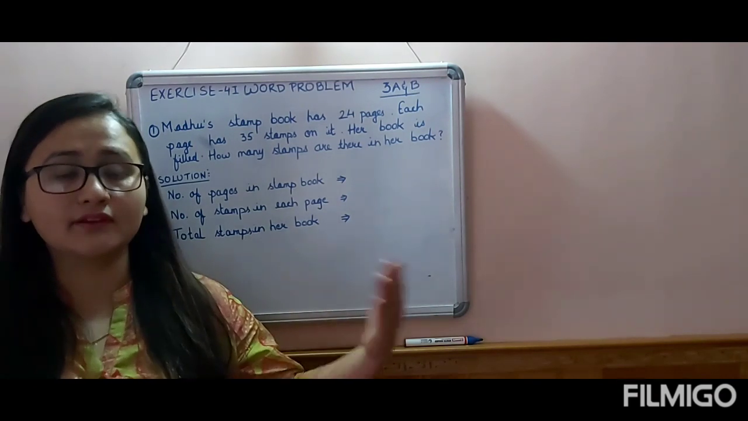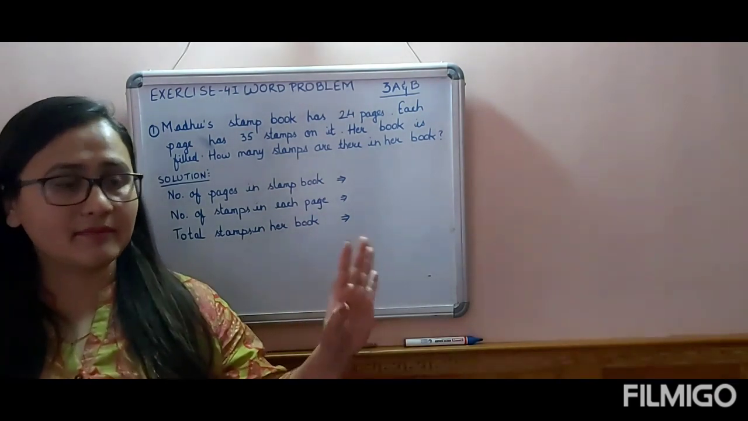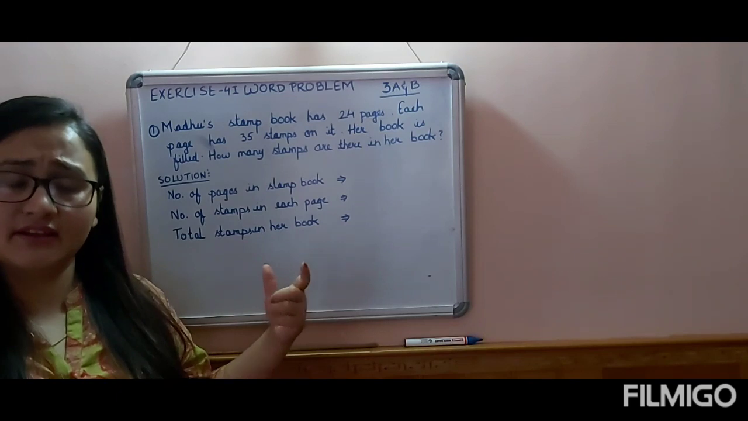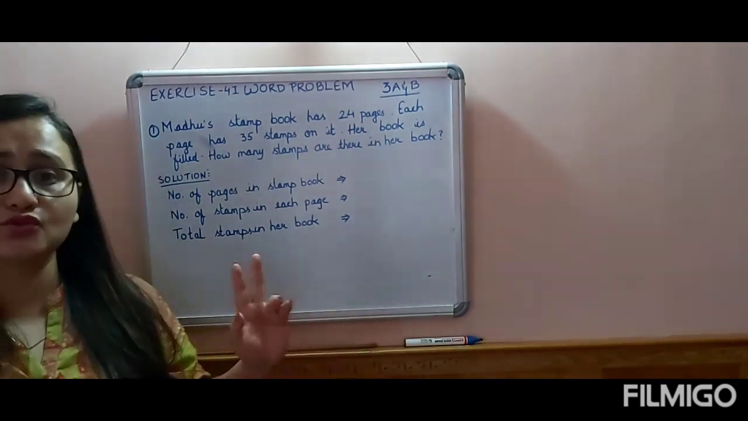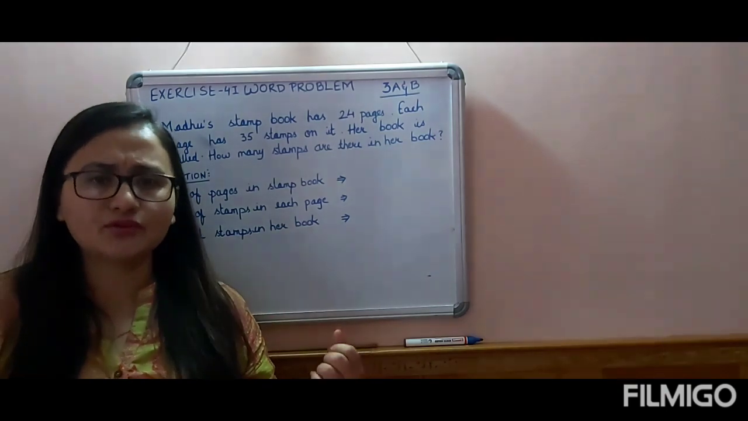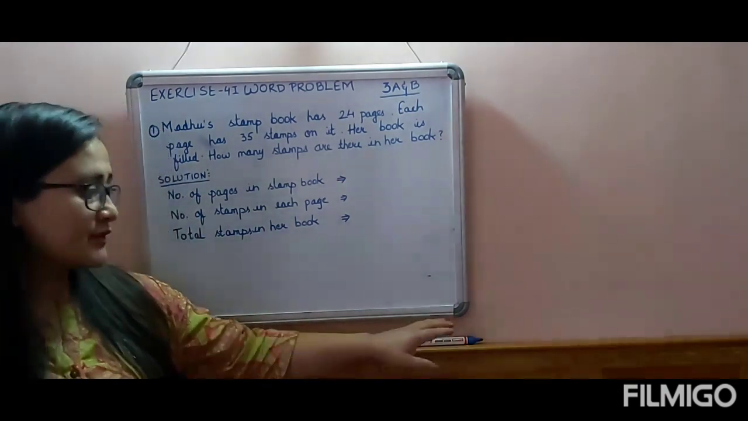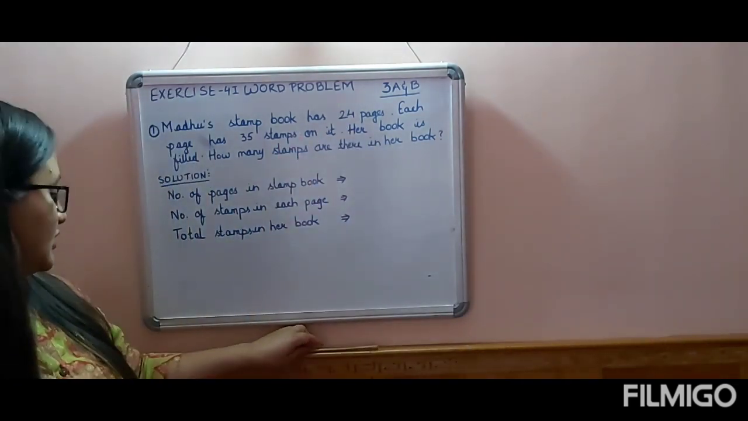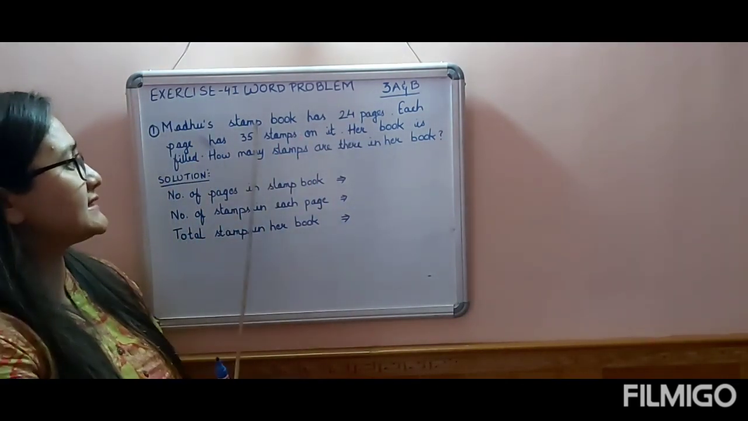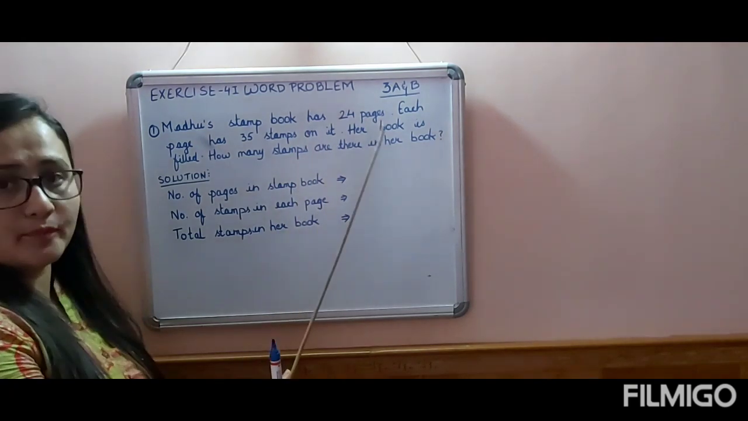As I have told you in subtraction also, framing sentences is very necessary in your word problem. So let's get started with the exercise. I'll do two as an example for you. The rest you will do as homework. Now look at the board, everyone. Pay attention. See the question now. Madhu's stamp book has 24 pages.